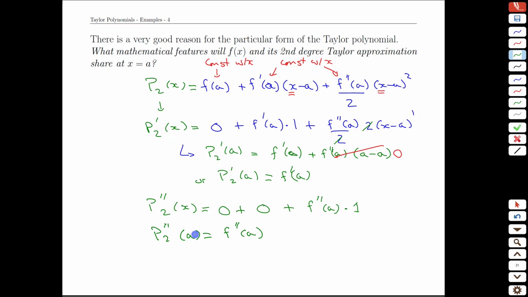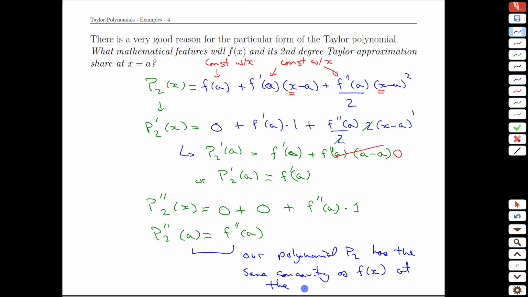So what we just found is our polynomial, P2, has the same concavity as the original function, f of x, at the point x equals a. Let that sink in for a second.